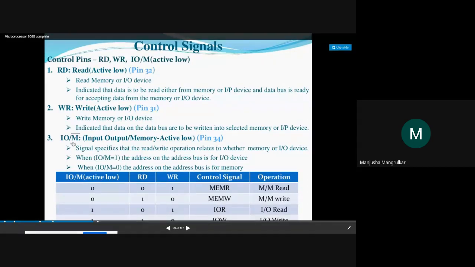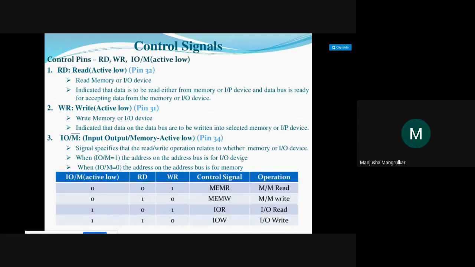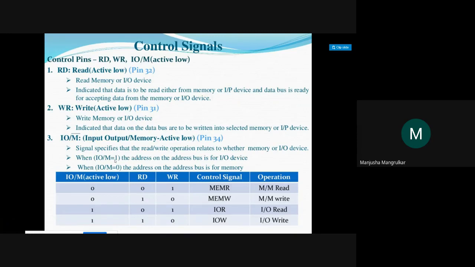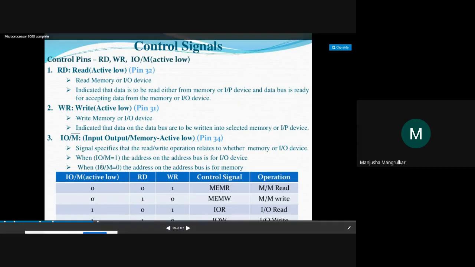Now the second control signal, IO/M bar. Suppose this IO/M bar signal is active low, that means your operation is with the input output devices, right? IO/M bar equal to 1 means the processor is reading from the input devices and writing to the output devices. So IO/M bar differentiates whether your microprocessor is performing operations with input output devices or the memory. IO/M bar equal to 0 means the address on the bus is for the memory.